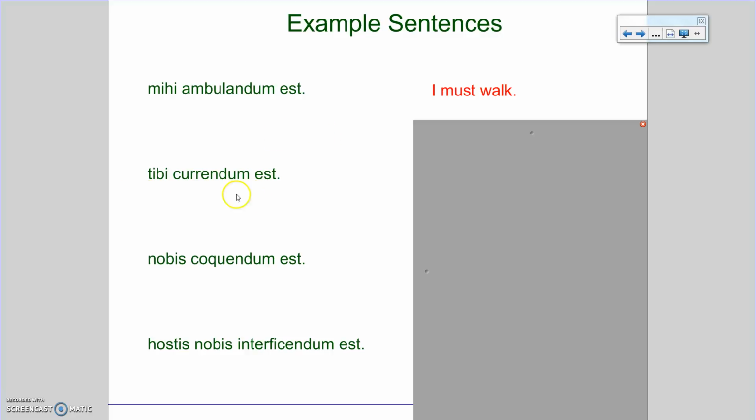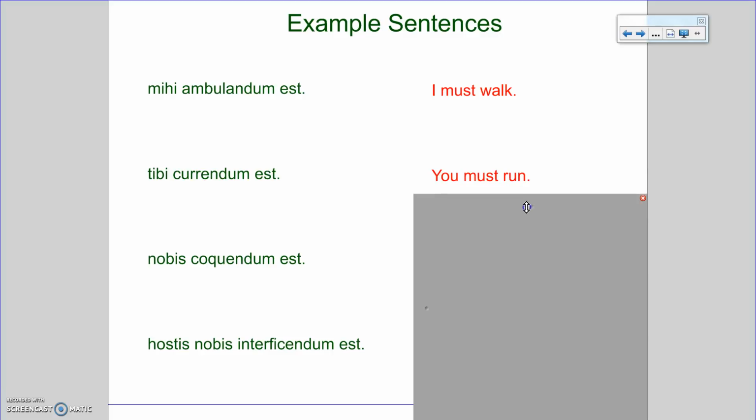Now looking at the next one, tibi currendum est. Again, we're going to start with the dative subject. Tibi is going to be translated you, and currendum est is going to be must run. Now what I'd like you to do is take a few moments, pause this video, and try the next 2 on your own. Then you can press play and I'll explain the answer. So take a moment, pause this video right now, and try the next 2 on your own.